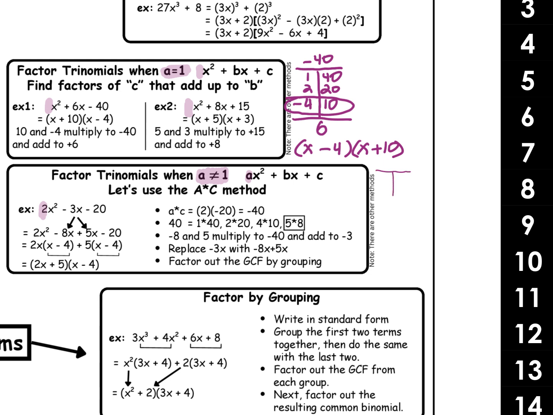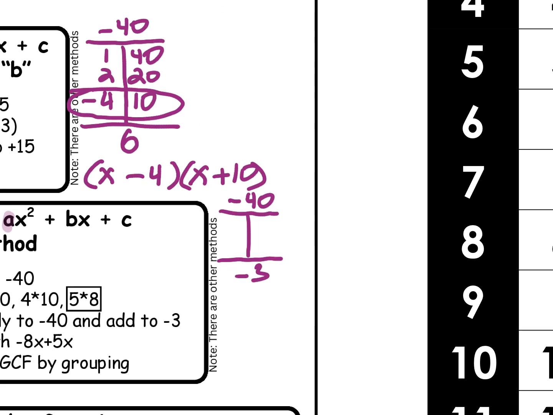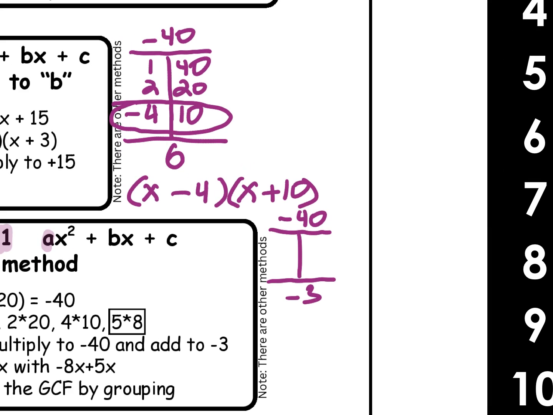So I'm going to draw my I-bar. I'm going to write kind of small here. And I'm going to use this example. So 2 times -20 is -40. And then my b value is -3. We already looked at some factors of 40 above, so I might not include everything in my chart, and that's totally fine. I'm already doing a little mental math going, okay, 1 and 40 are not going to add or subtract to -3. Neither are 2 and 20. How about 4 and 10? Well, we know that 4 and 10 subtract to 6 because we just did that.